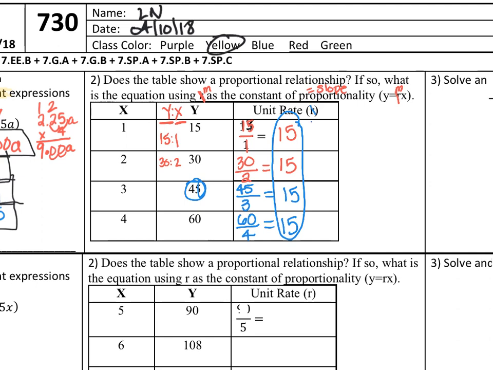I forgot to cross out that R and write M. So this is your slope or your constant in proportionality. This is how you write the equation. Y equals your slope with the x next to it. And our slope here is 15. Done.